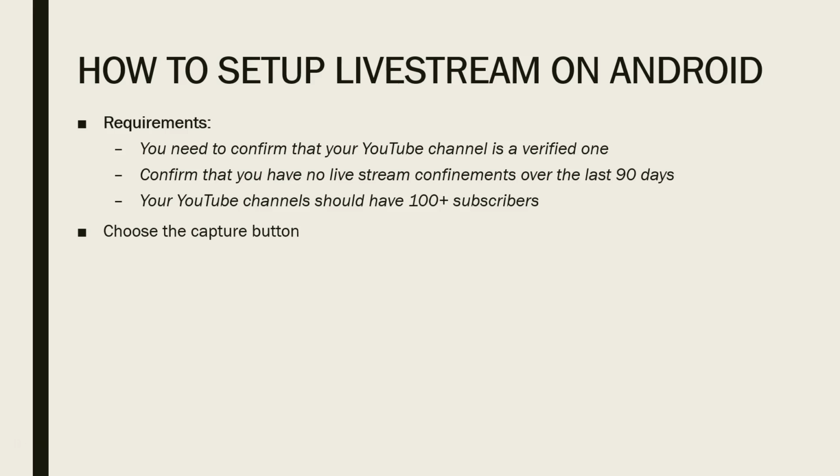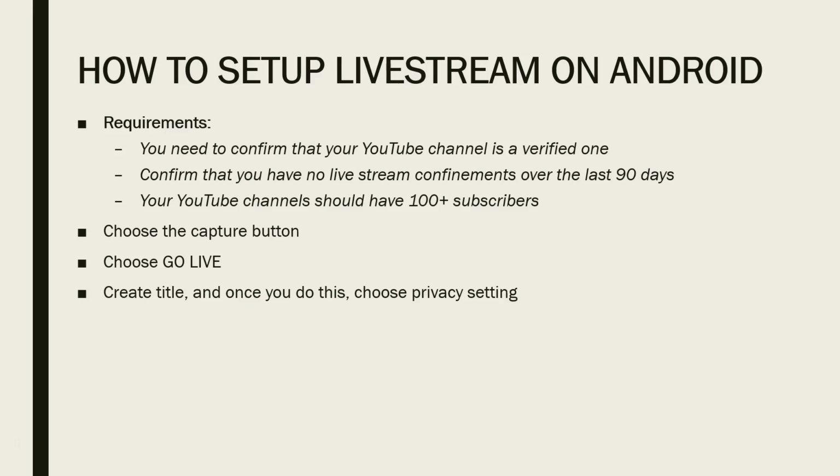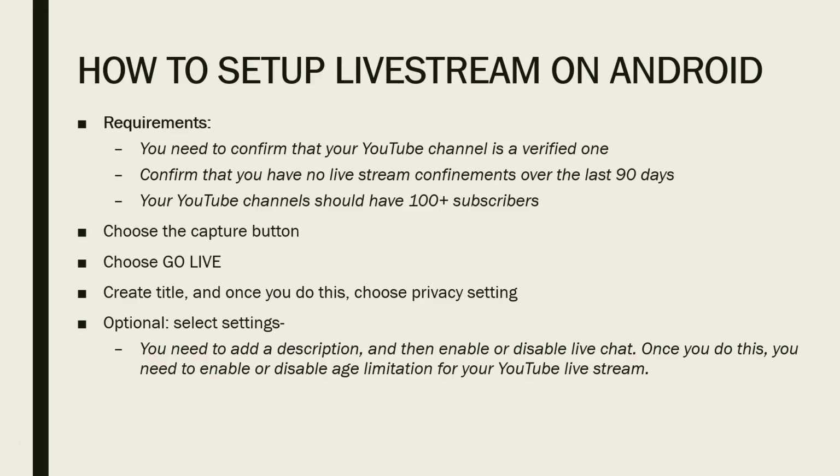Once you've gone through the requirements, you want to click on the capture button, choose to go live, create a title, and once you do this, choose the privacy setting. Again, you want to go public because you want people to see your live stream video. Optional, you can go to select settings and add a description and then choose to enable or disable the live chat. I would suggest that you have it enabled. You want to engage with your audience.